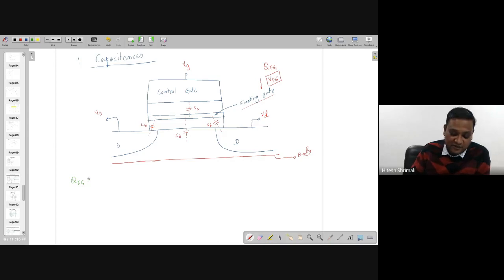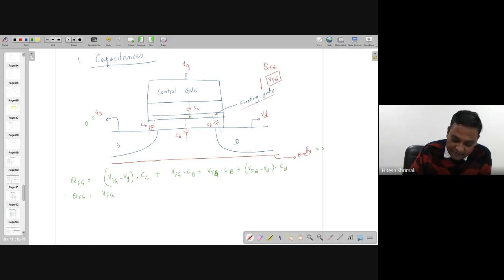By the way, CV is the charge. So let's start from this point. The charge available on this capacitor is going to be equal to VFG minus VG times CC plus VFG minus, let's assume that VS equal to zero, body equal to zero, so that the calculations are very easy. And that will be the real case also. So VFG times CS plus VFG times CB plus VFG minus VD times CD. So therefore, you can write down QFG is equal to nothing but VFG times CC, CS, CB and CD.